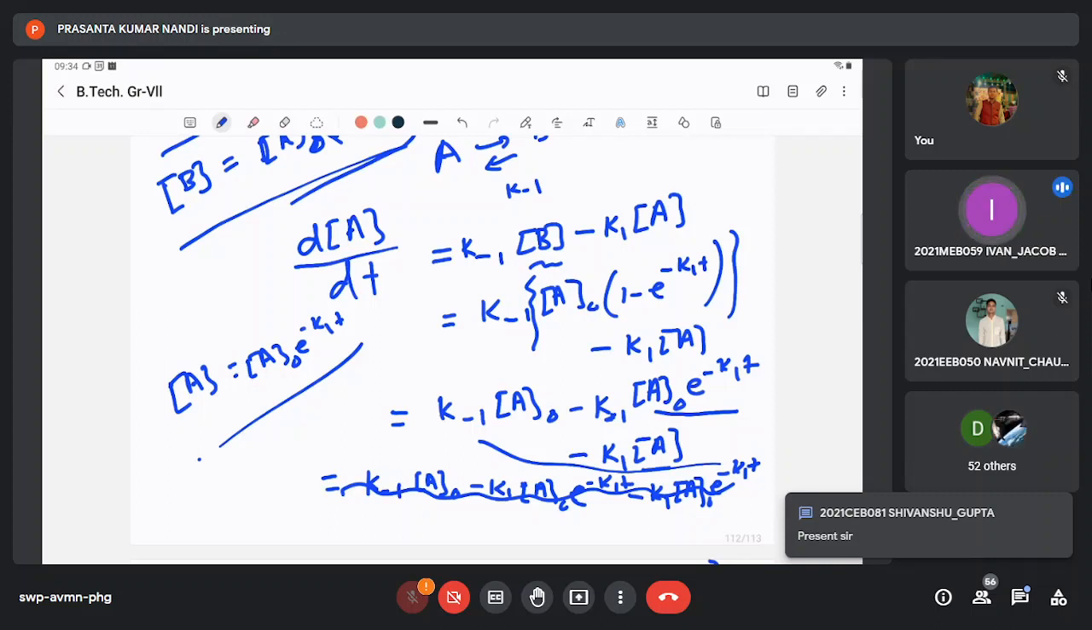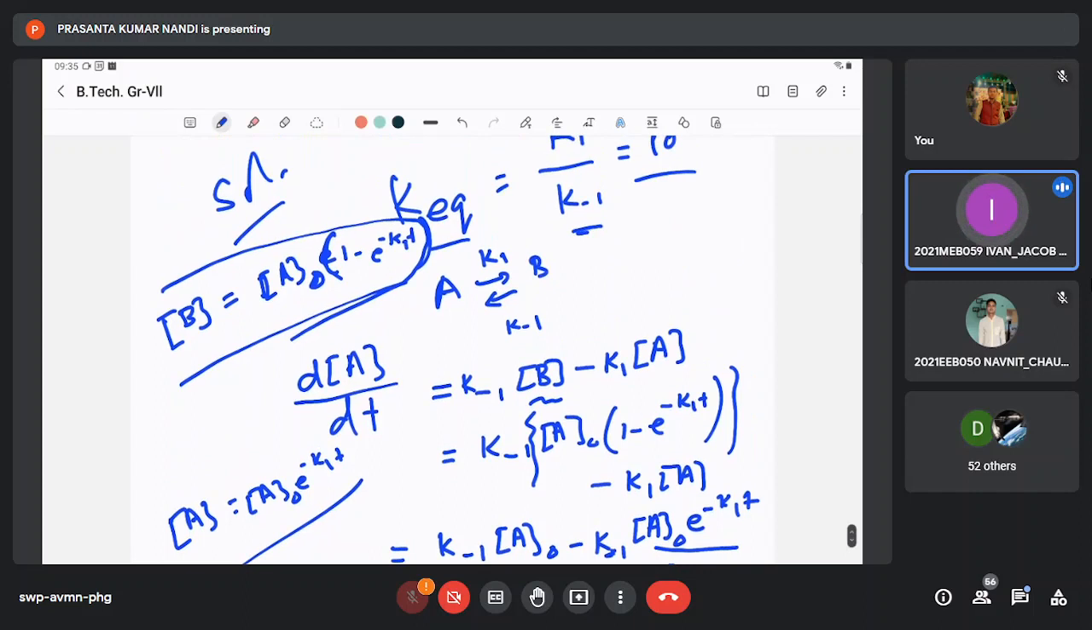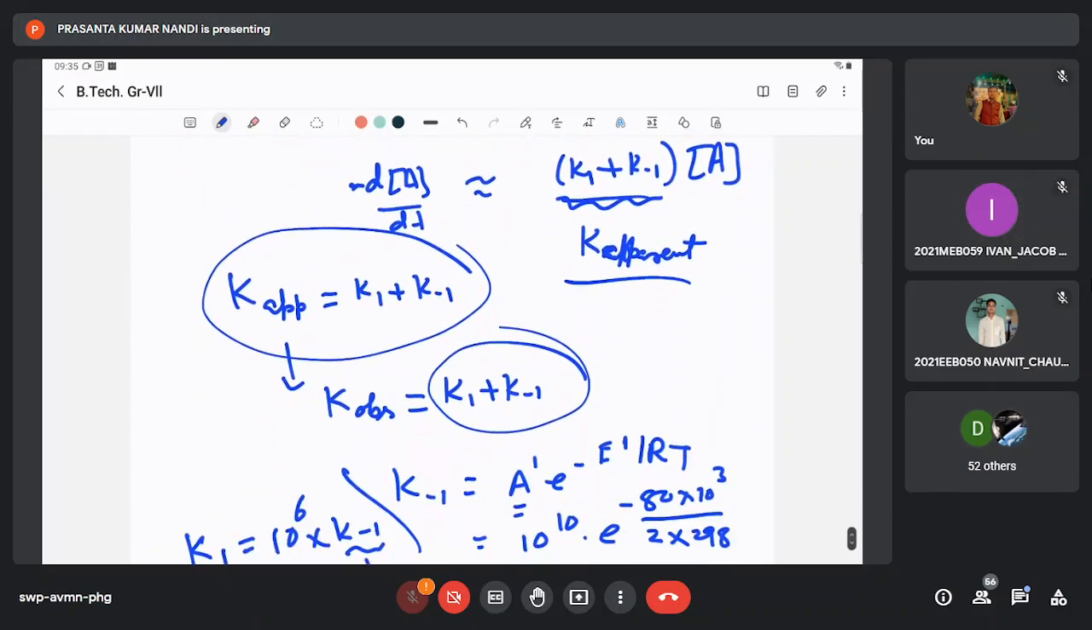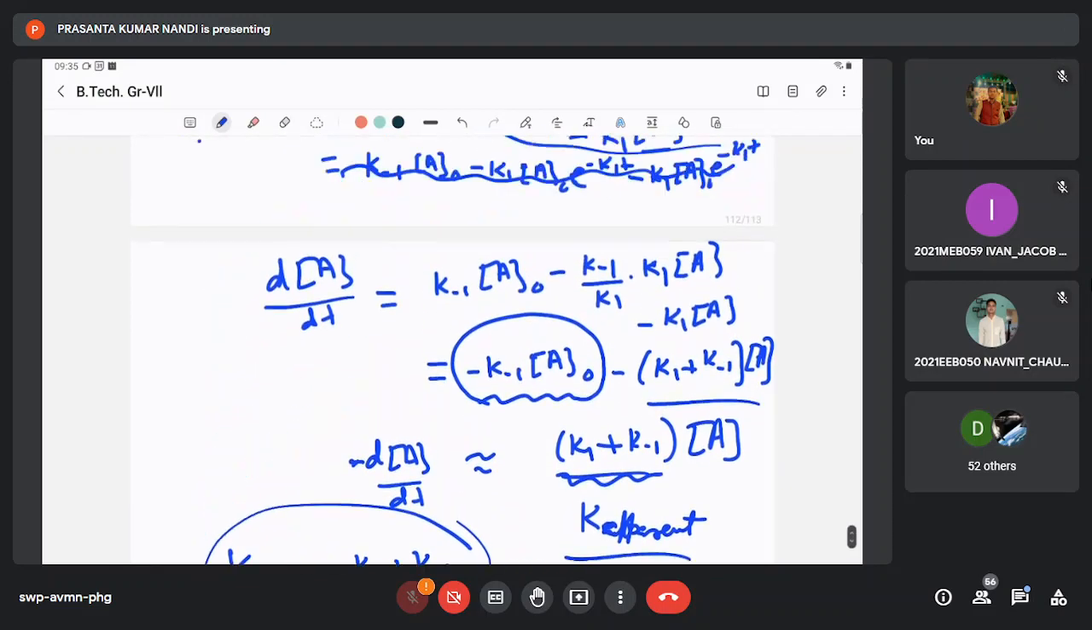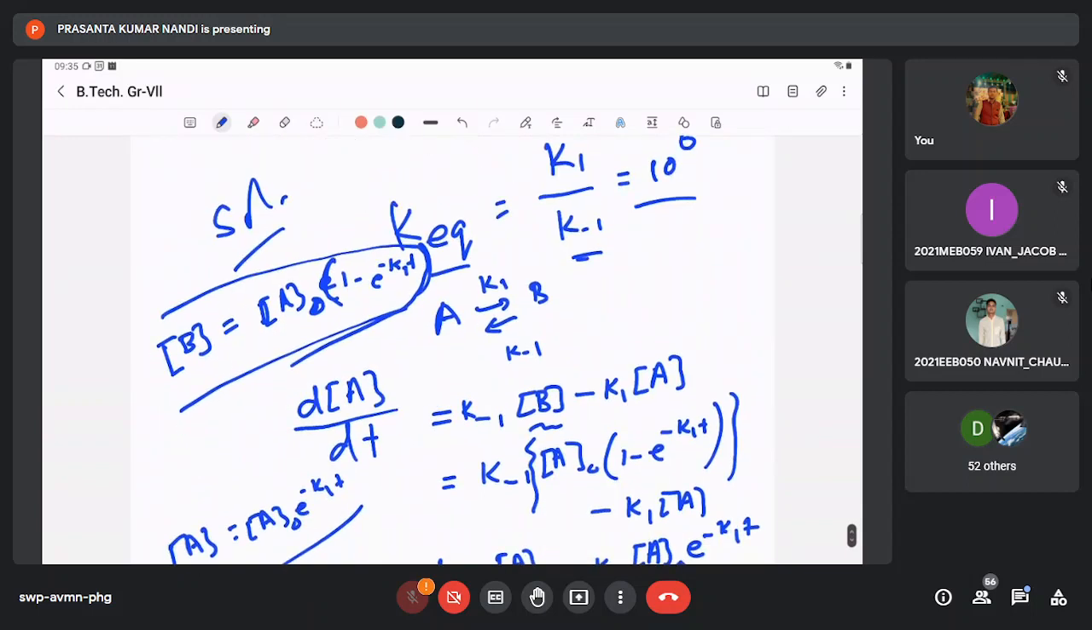Sir, once again, if you can explain the last step, the approximation. Yes, dA/dt equal to this, because you are asked to calculate, first of all, K1, that is the rate constant associated with the forward reaction. So initially you have written the overall accumulation dA/dt equal to, this is clear, the first one?